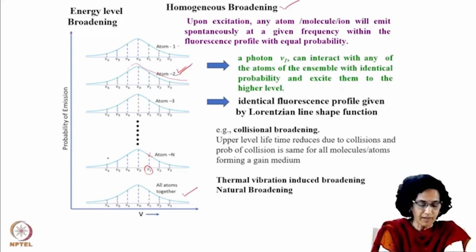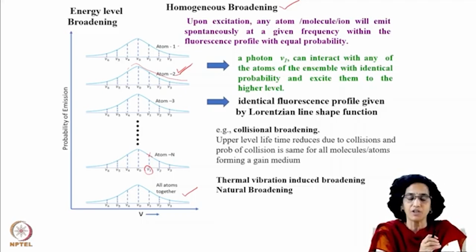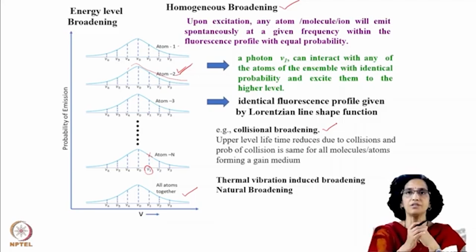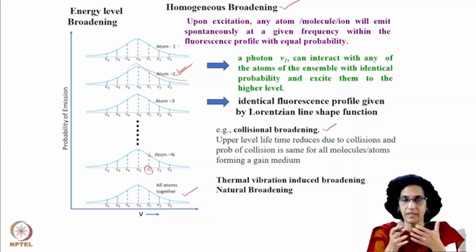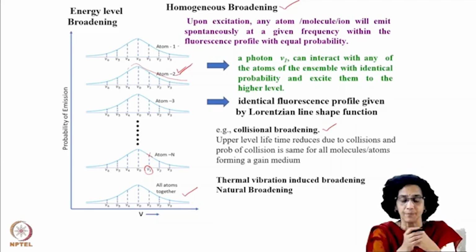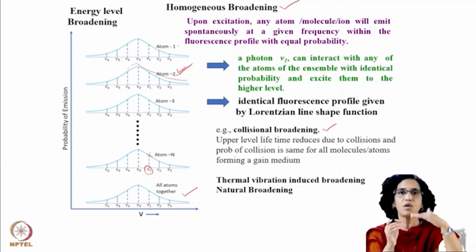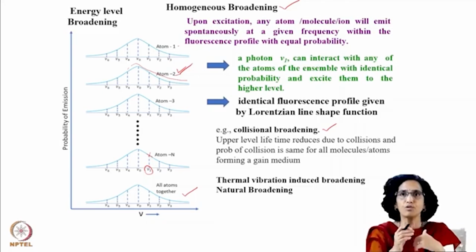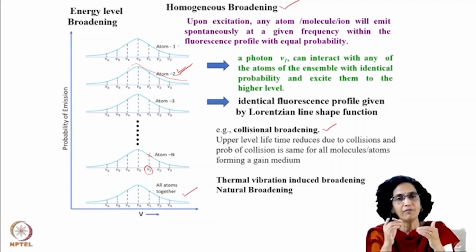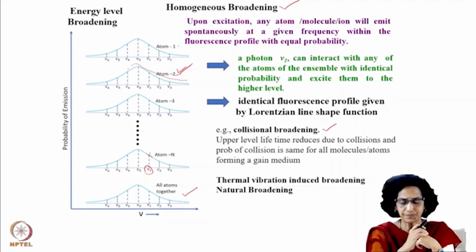The spectral profile of homogeneous broadening is given by the Lorentzian line shape function. And one of the very common examples of homogeneous broadening is collision broadening. We have seen how collision actually affects the lasing process of a CO2 laser. Due to collision, the molecule which was in an excited state is forced to come down even before the time dictated by its lifetime.